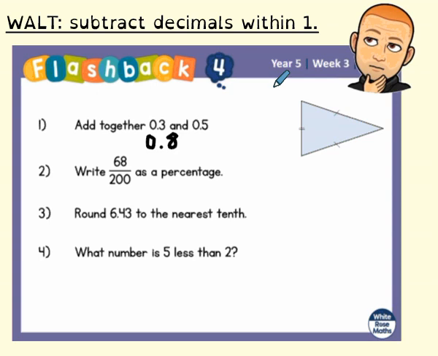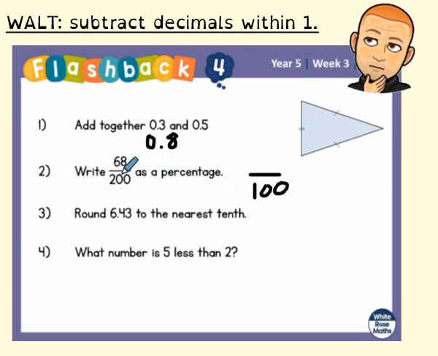Question number 2, write 68 over 200 as a percentage. We know from our percentage lessons that percentage means parts per 100. At the moment, our denominator is 200. I've got to get my denominator to be 100. What operation have I done to get from 200 to 100? I've divided it by 2.